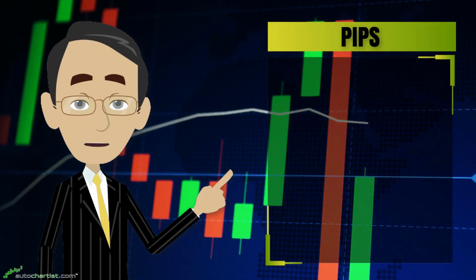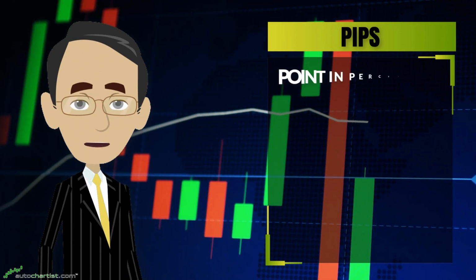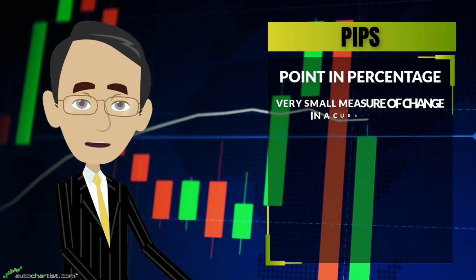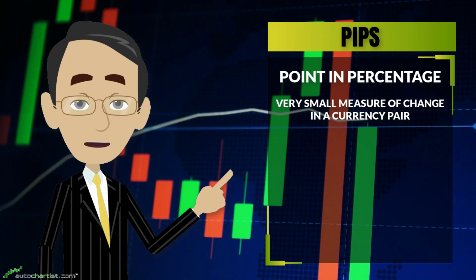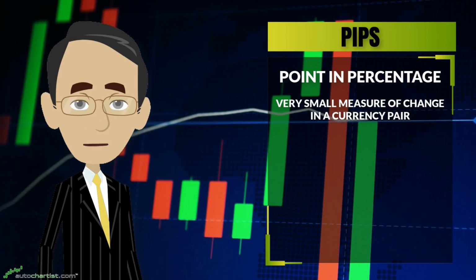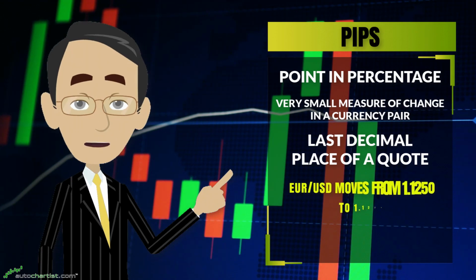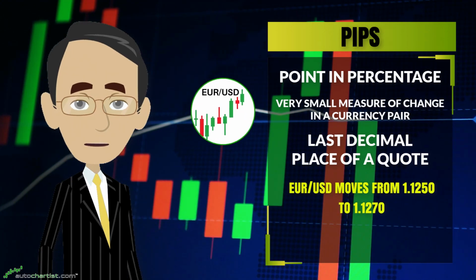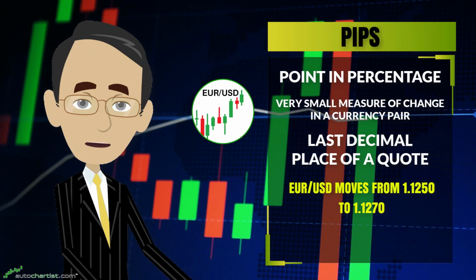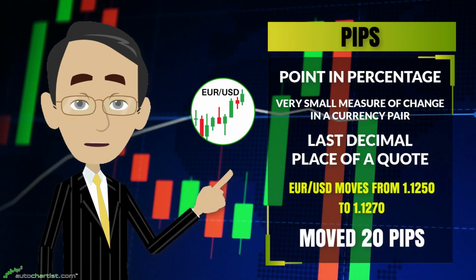Pips. The word pip is an abbreviation of point in percentage and is a very small measure of change in a currency pair. When talking about pips, traders are referring to the last decimal place of a quote, so that if the EUR/USD moves from 1.1250 to 1.1270, we would say it has moved 20 pips.